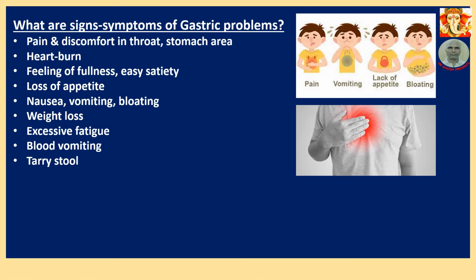What are the signs and symptoms of gastric problems? Pain and discomfort in the throat and stomach area, heartburn, feeling of fullness, easy satiety, loss of appetite, nausea, vomiting, bloating, weight loss, excessive fatigue, blood vomiting, tarry stool. Generally, in serious problems like peptic ulcer or cancer, this type of symptom usually comes: tarry stool, blood vomiting, excessive fatigue, and weight loss.